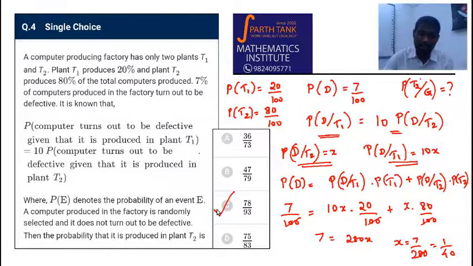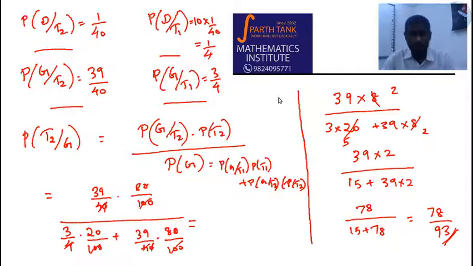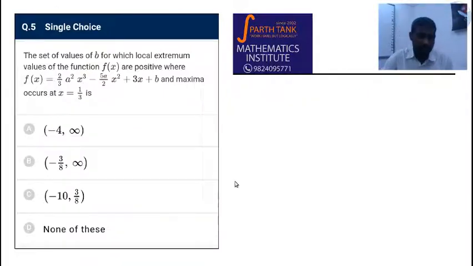So you see, they are asking you the probability of T2 given that it is good. It is produced in the second machine, second plant, given that it is good. But they have not said anything about the probability of being good at all, only the defective one. So from that we evaluate the conditional probabilities of being defective, from which we get the conditional probabilities of being good, and from that we come to the final answer using Bayes theorem. This is basically Bayes theorem. Nice problem. Let us go to question number 5, another interesting question.